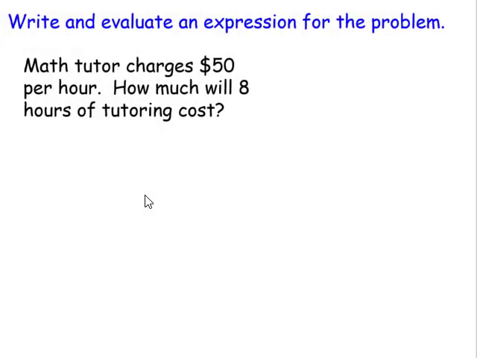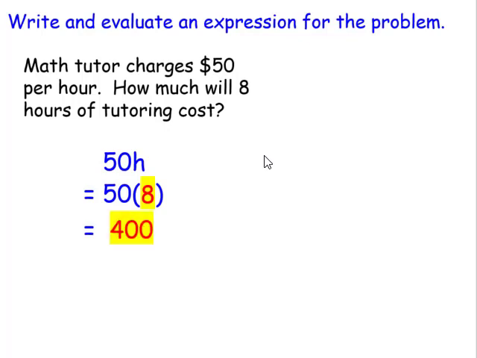Our last problem, a math tutor charges $50 per hour. How much will 8 hours of tutoring cost? In this case, we'll say 50h. So when we write 50h, this means 50 times h. 50 representing the amount the tutor gets paid per hour. The h is the number of hours. We're going to evaluate 50 times 8, and this is equal to $400.